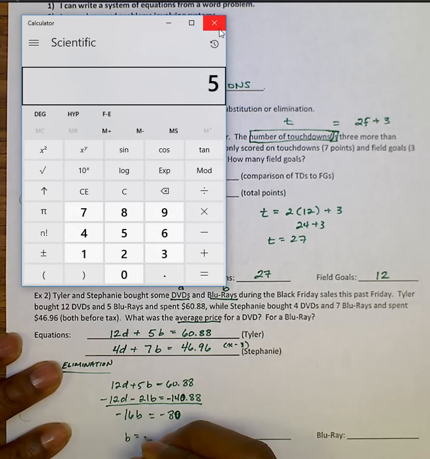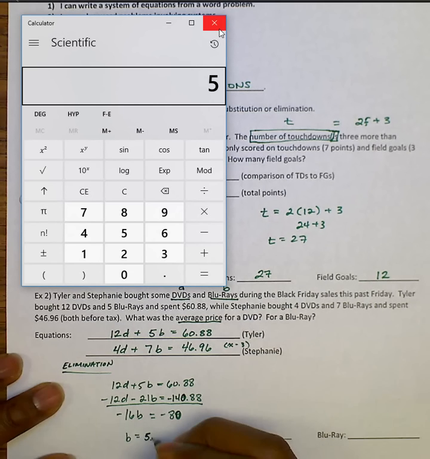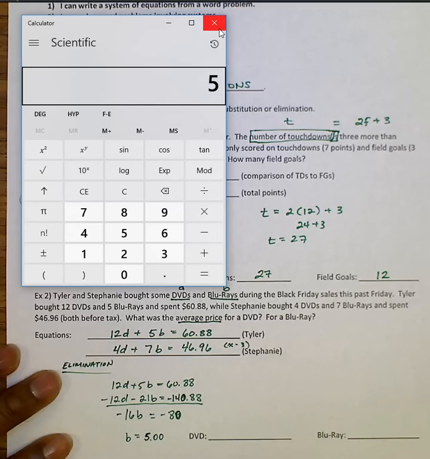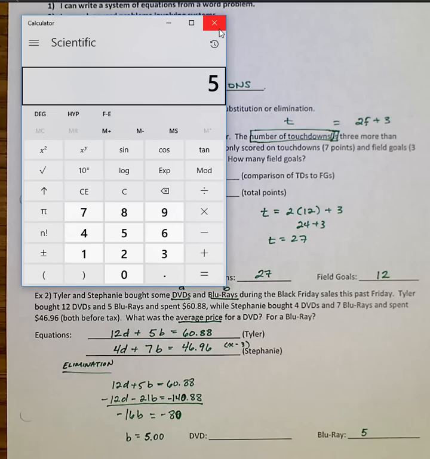See? And that's why I wanted to find our variables, because I said, wait a second, that is way too many decimals for this to be a money problem. I might have messed up. Okay, and so now I find out that the average cost of the Blu-rays was $5. Well, not her Blu-rays, Stephanie and Tyler's Blu-rays were $5 for the day.